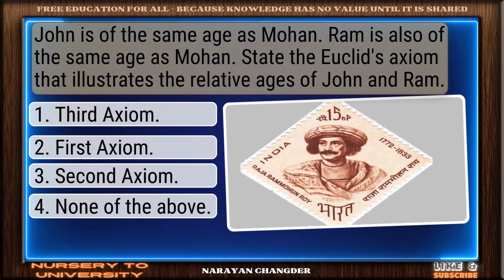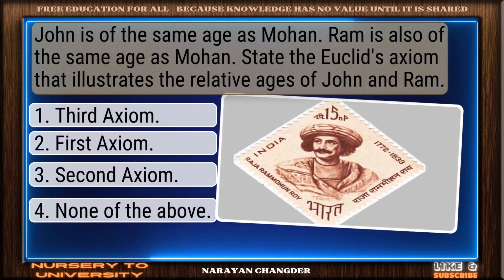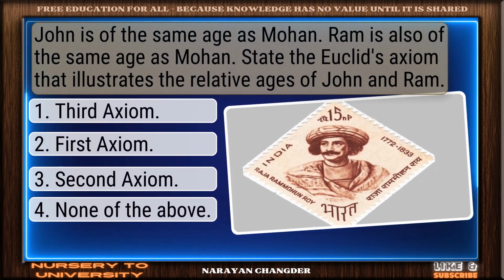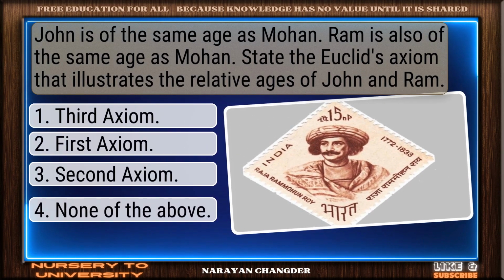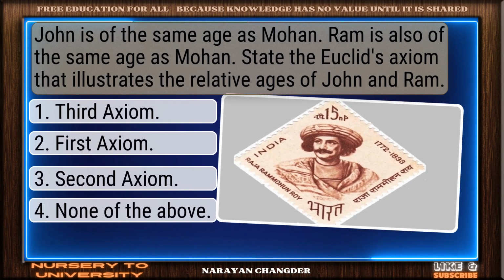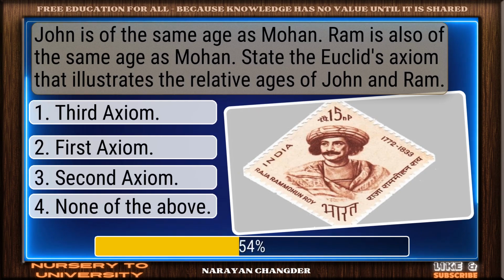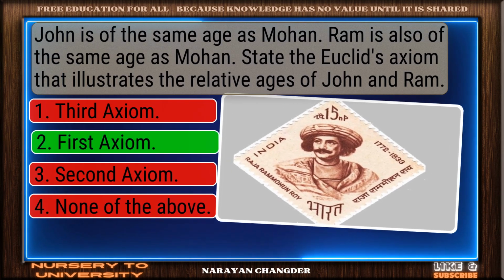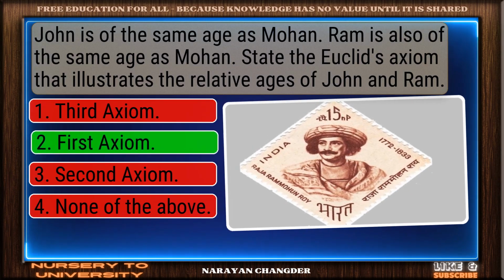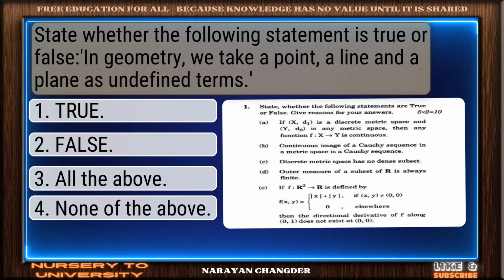Question number 3. John is of the same age as Mohan. Ram is also of the same age as Mohan. State the Euclid's axiom that illustrates the relative ages of John and Ram. Clear logic. Your choice first axiom is sound and 100% true.